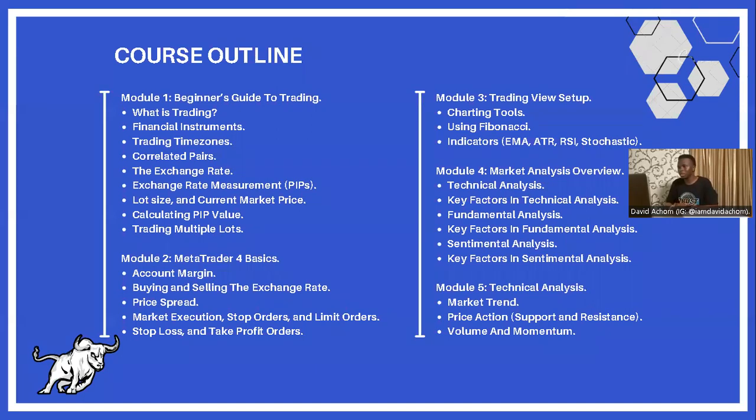Then we spoke on indicators, even though we didn't really cover much of the indicators. So today I'm going to do a quick brush over on indicators, EMA, average true range, RSI, stochastic, after we discuss what we are supposed to discuss. Sorry, what we are supposed to discuss today is market analysis. In market analysis, we are supposed to talk about technical analysis, key factors in technical analysis, fundamental analysis, key factors in fundamental analysis, sentimental analysis, key factors in sentimental analysis.